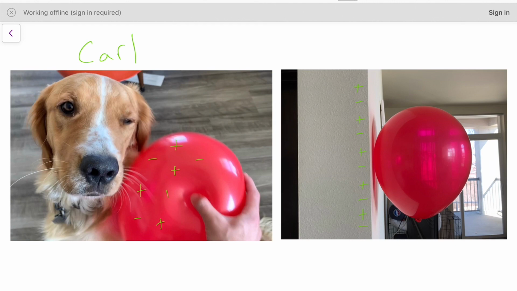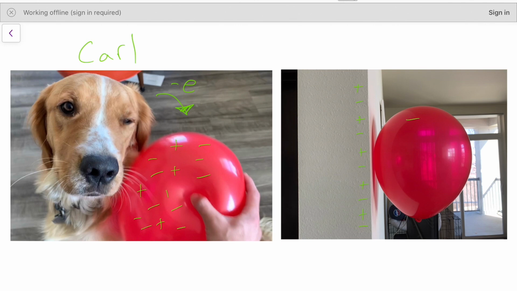On the 11th. But for the example, the balloon has a net overall neutral charge. That means it has the same number of protons as it does electrons. And the same goes for Carl, the same number of protons as electrons. Well, when we took the balloon and rubbed it on Carl's fur, Carl's fur gave away a bunch of electrons to the balloon, which gave the balloon a net overall negative charge.